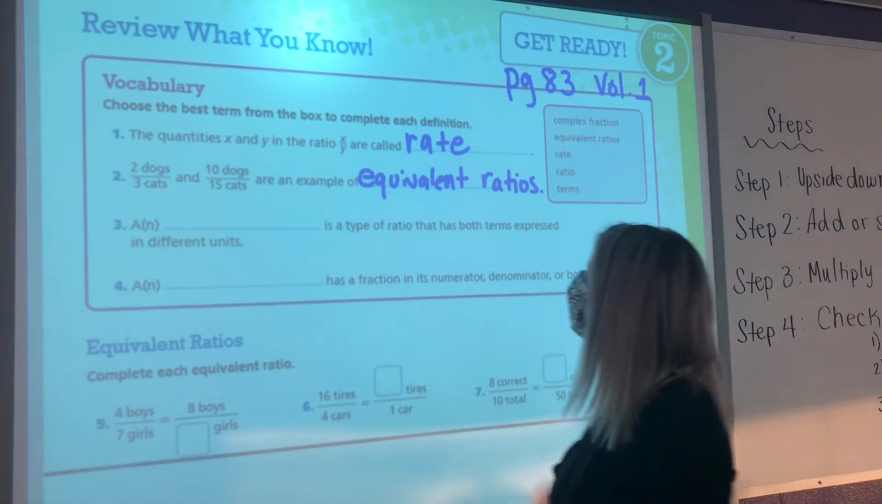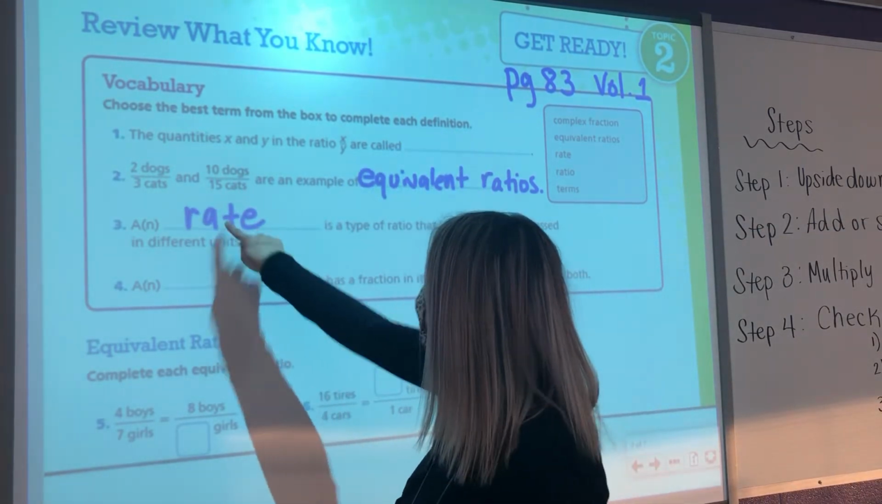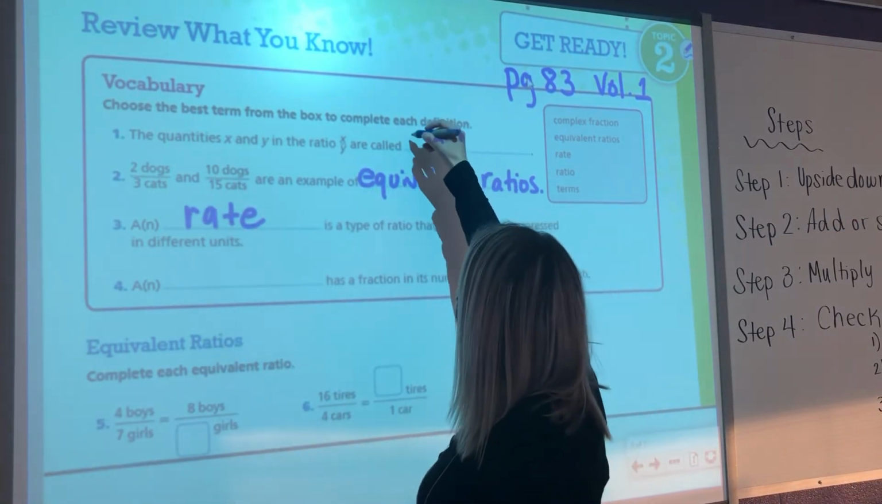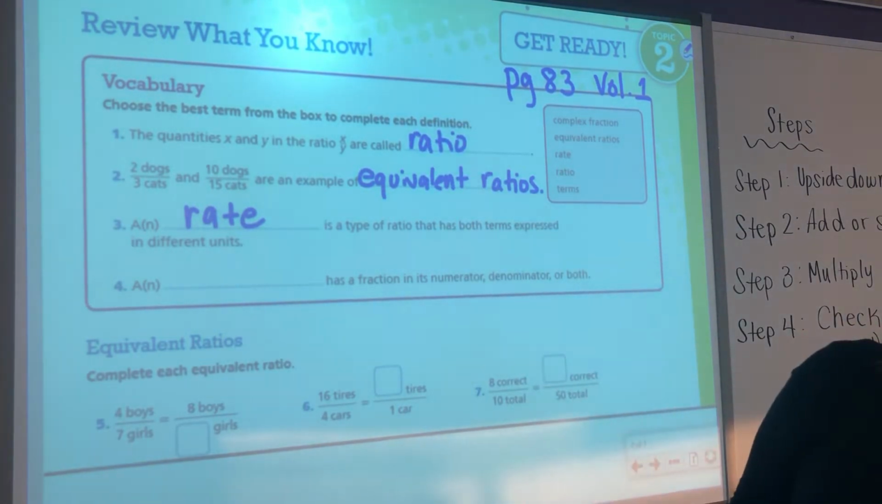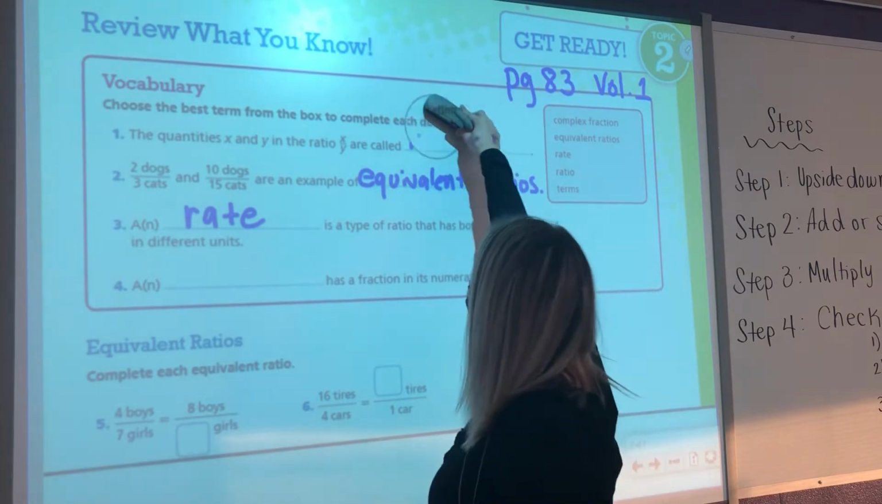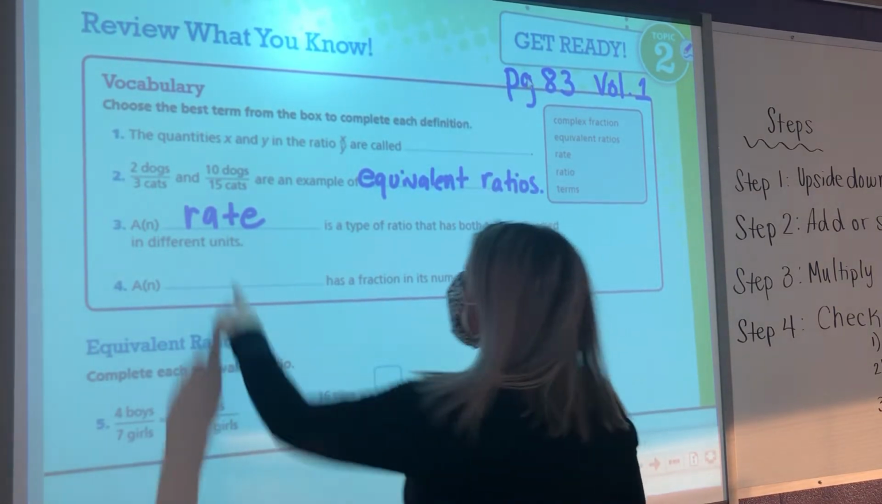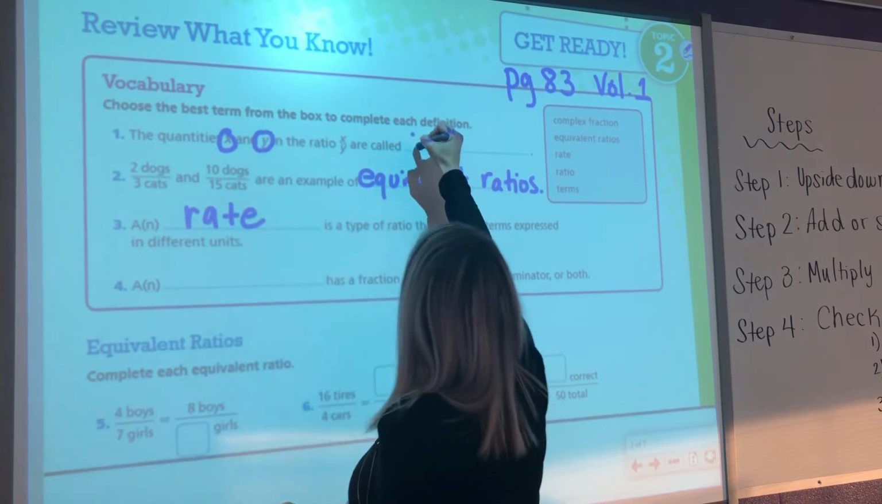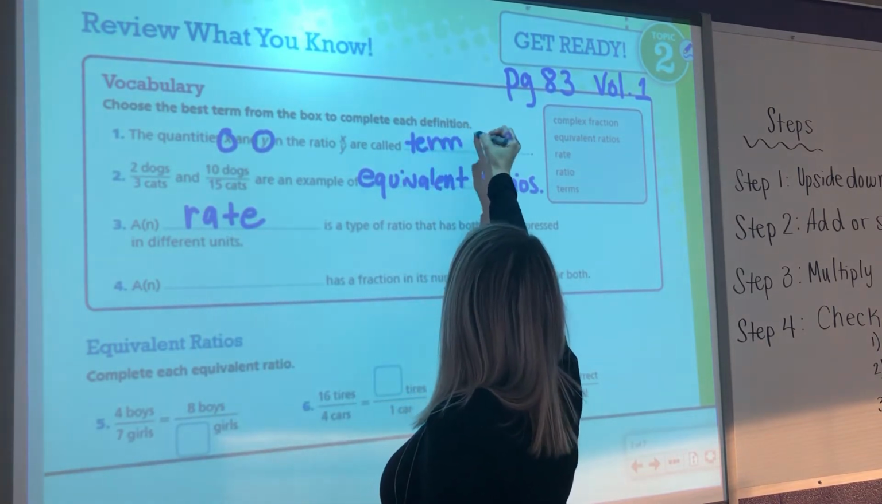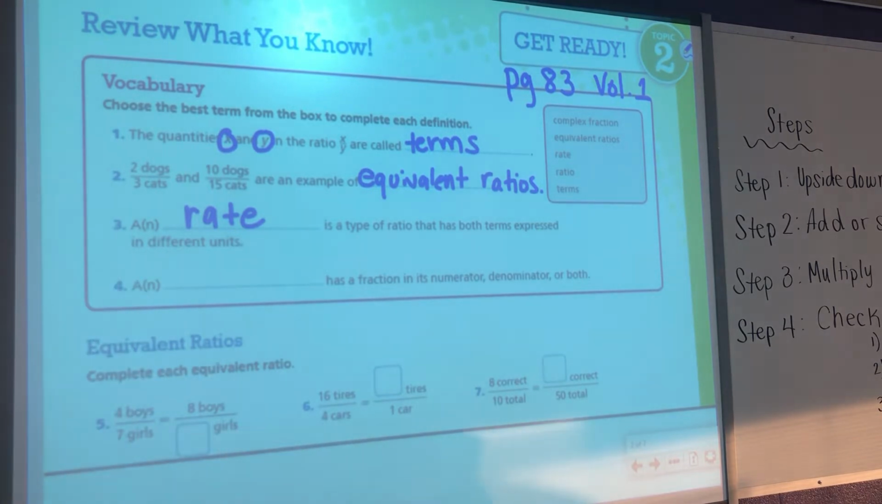Uh-oh. This one should go down here. Right. This one goes up here. Okay, the x and y. So we're only focused on the x and the y. Those are called the terms.